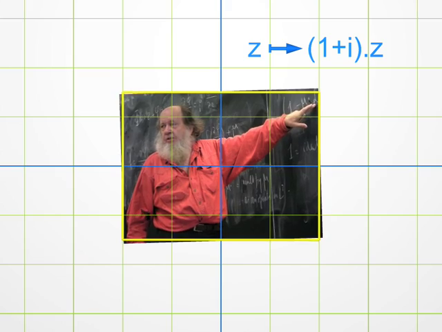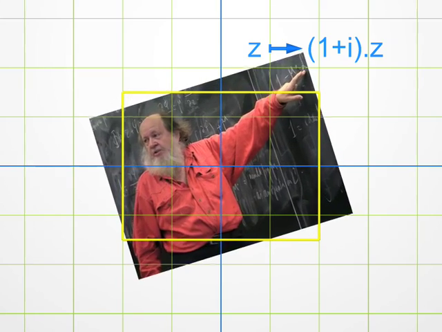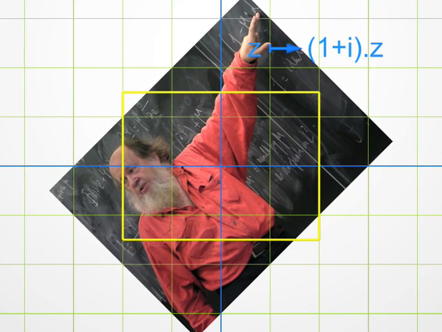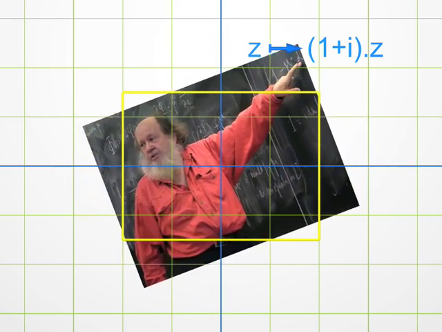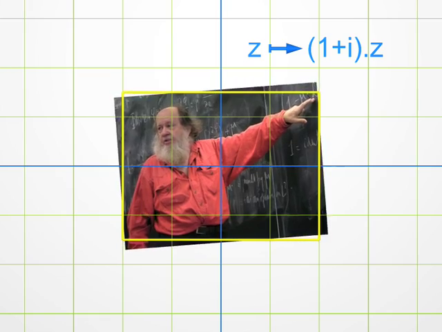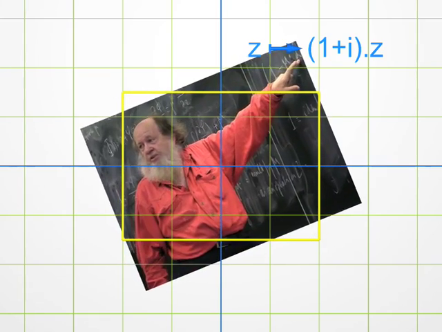Hence, a multiplication by 1 plus I amounts first to multiplying the modulus by the square root of 2, and then to adding 45 degrees to the argument. In simple words, one has to combine a homothety and a rotation. This is called a similarity.